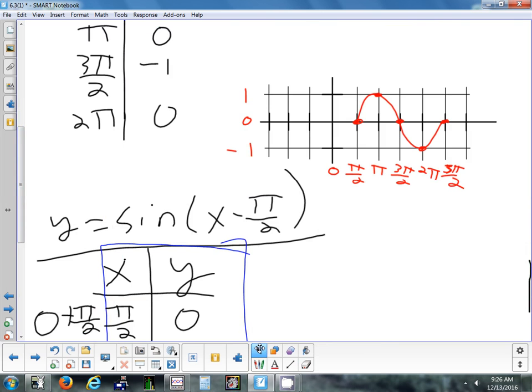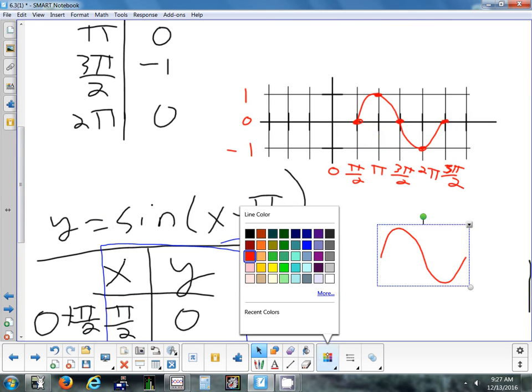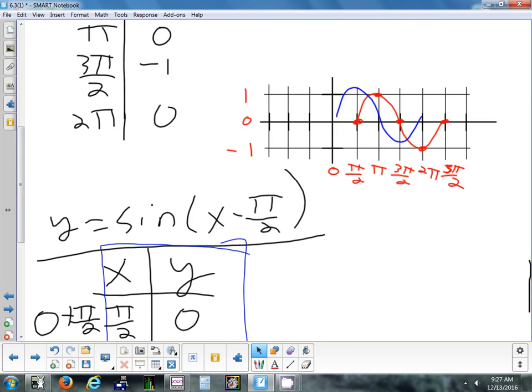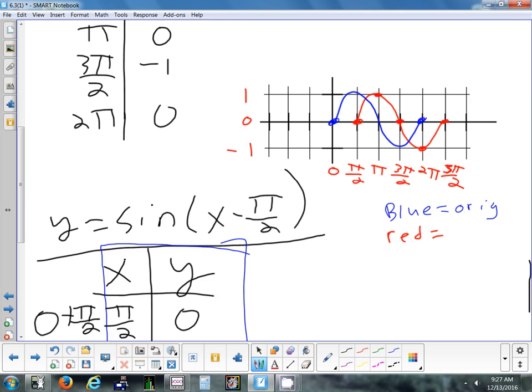If you wanted to see where the original graph was, you don't have to in this problem. But I'll do the original in blue so you can see it. The original graph would have been about right there. Would have started here, ended there. Everything has been shifted to the right, 90 degrees, or pi over 2 radians. Any questions on that? On a test, basically all I would look for is the final graph. You wouldn't have to show me the original.